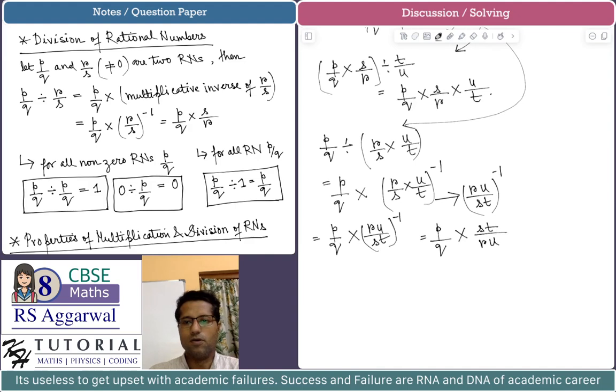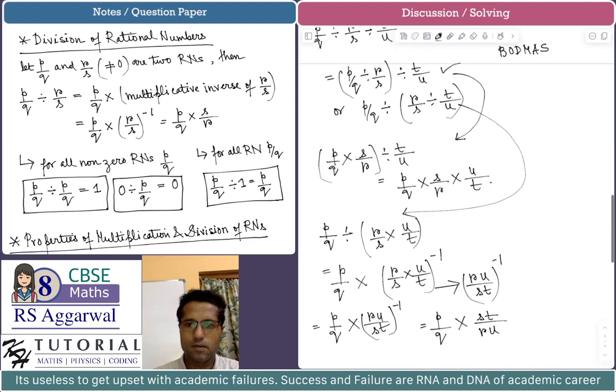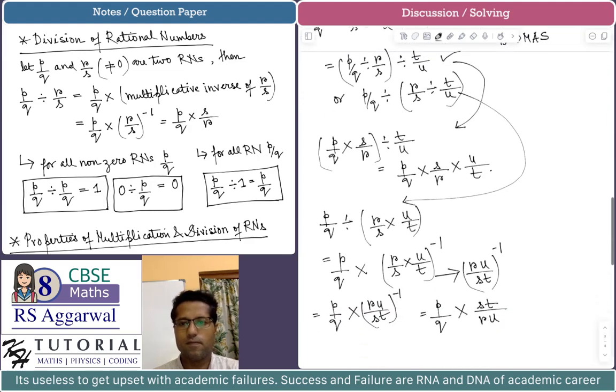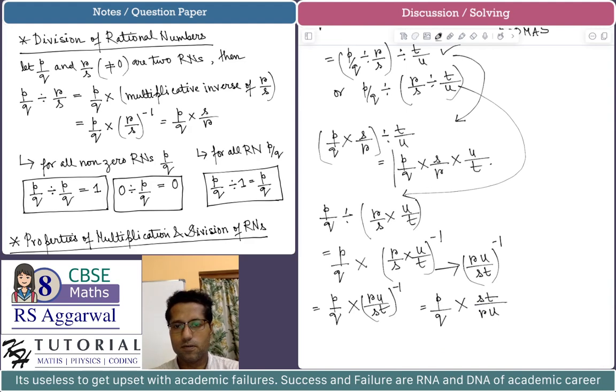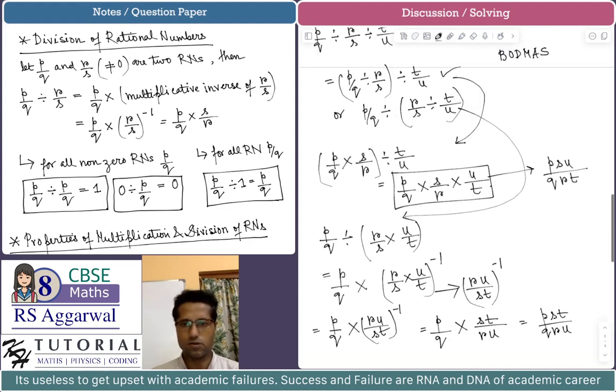Okay. Now is this equal to the previous result that we got? What was the first result we got? The first result was this. This is equal to PSU divided by QRT, and the second result we got is equal to PST by QRU. It is different. It is not the same.